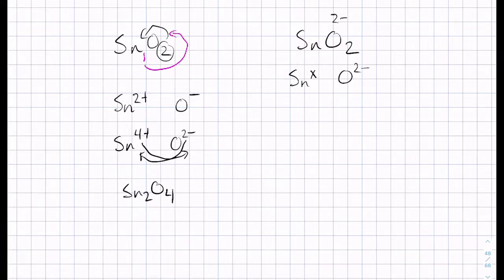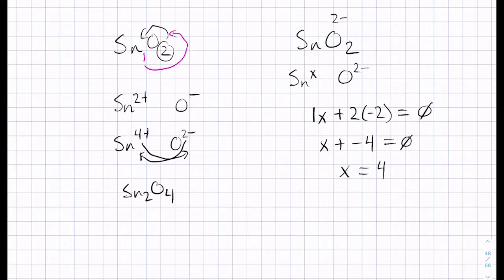Then we can say the subscript of Sn here times X, so 1X, plus the number of oxygen atoms times its charge, so 2 times a 2 minus charge, has to equal 0. Then we'll get X plus -4 equals 0. And then adding 4 to both sides, X equals 4. So this one will give you the correct charges every time.